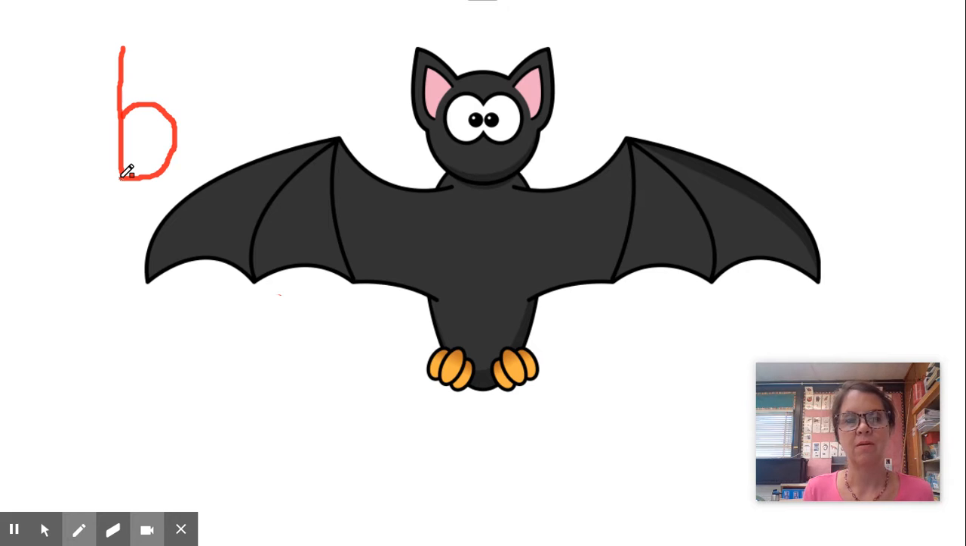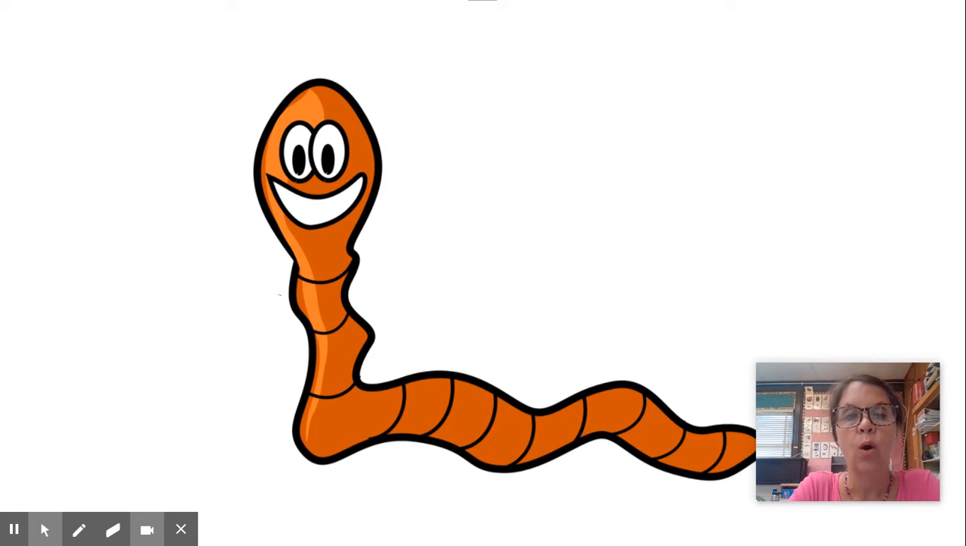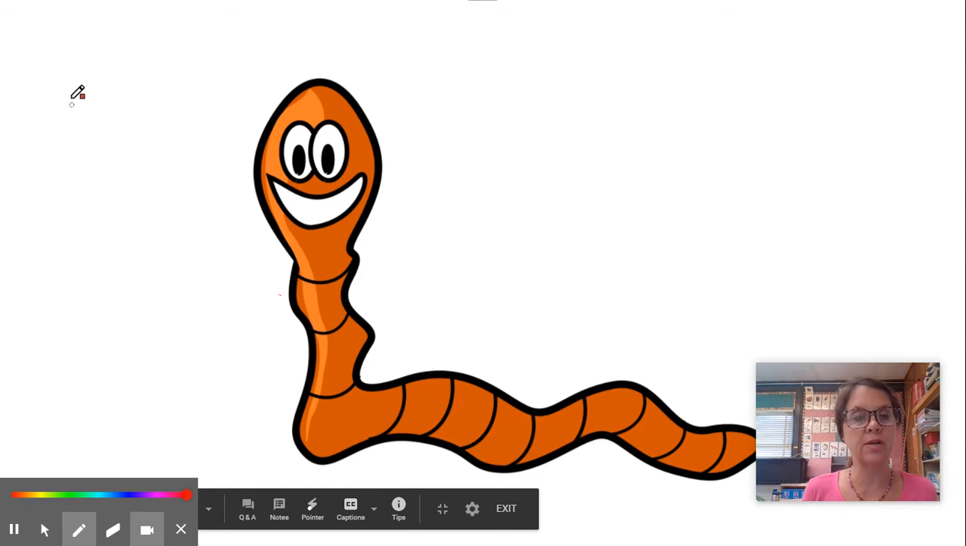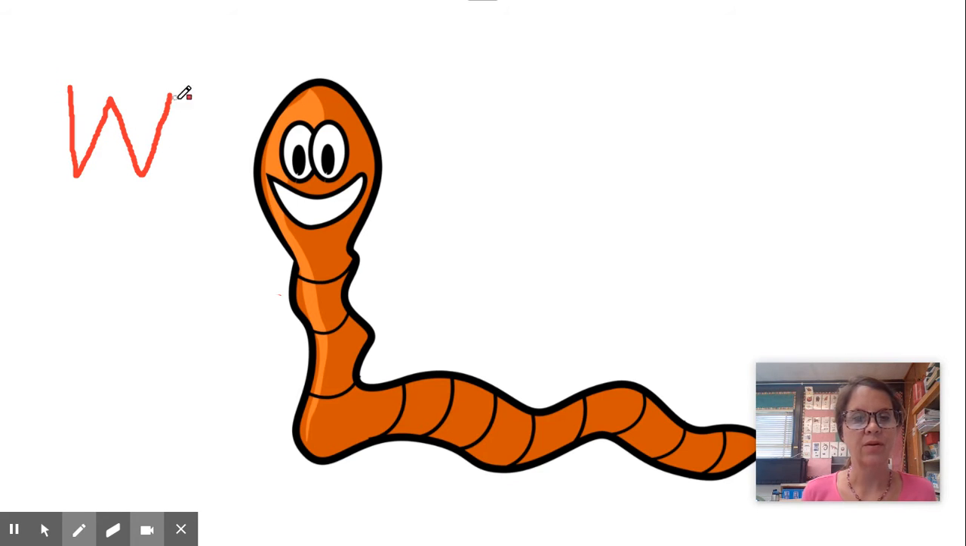B, because I hear b first in the word bat. This here is a worm. When I think about the sounds I hear in worm, I hear woo, worm. The first or beginning sound I heard was woo. W says woo, so I will write a W. Worm.